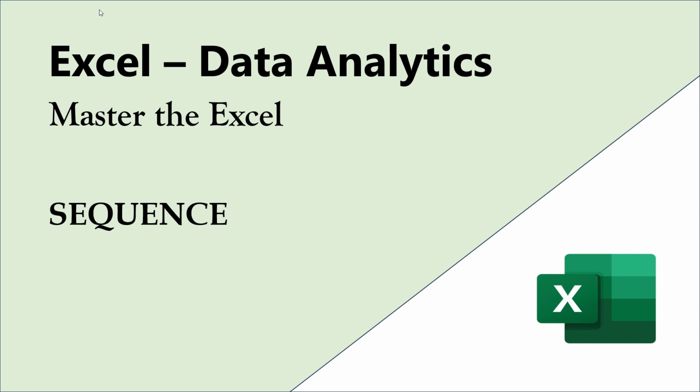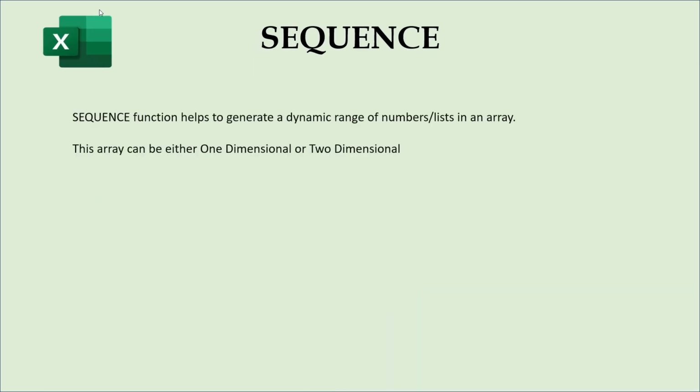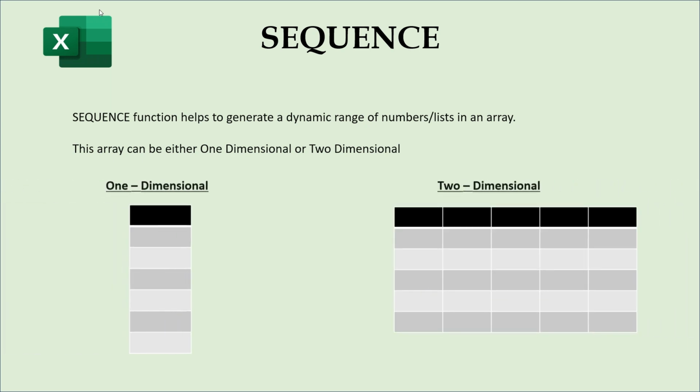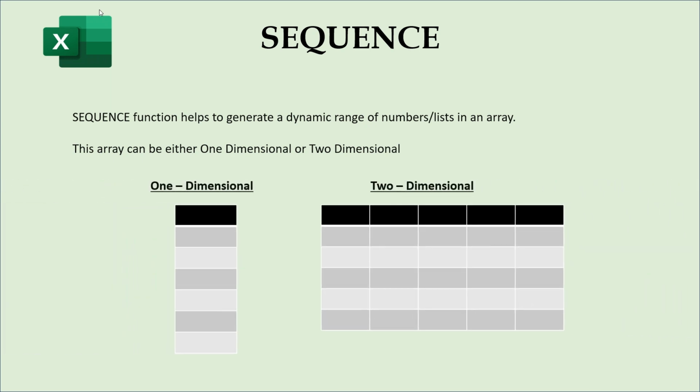In this video we are going to see an Excel function called SEQUENCE. Sequence is a function which helps us to generate a dynamic range of numbers or list in an array. The array created can either be one dimensional or two dimensional. One dimensional array means it contains either a row or a column. Two dimensional means it contains both rows and columns.